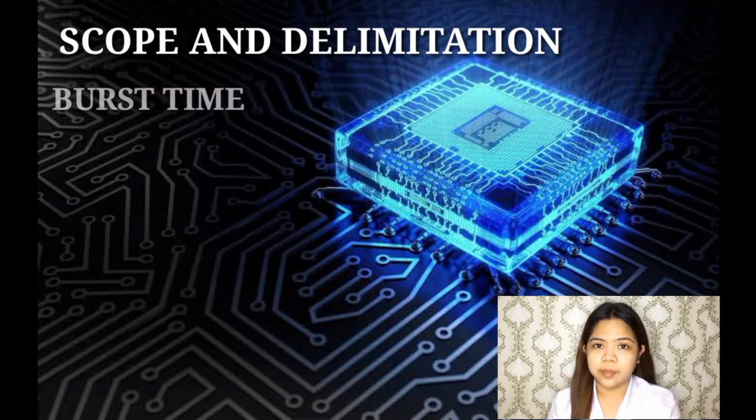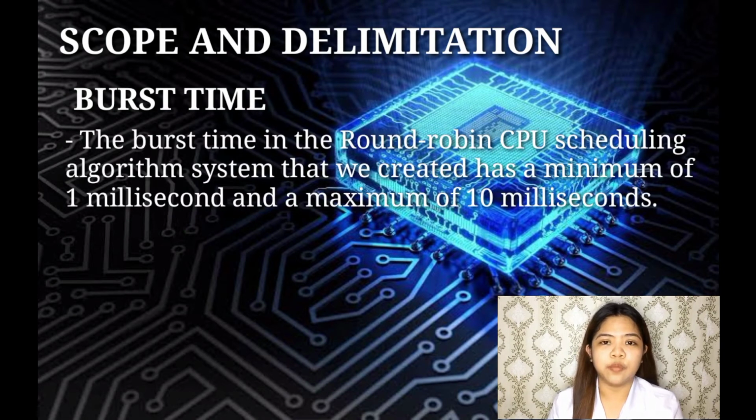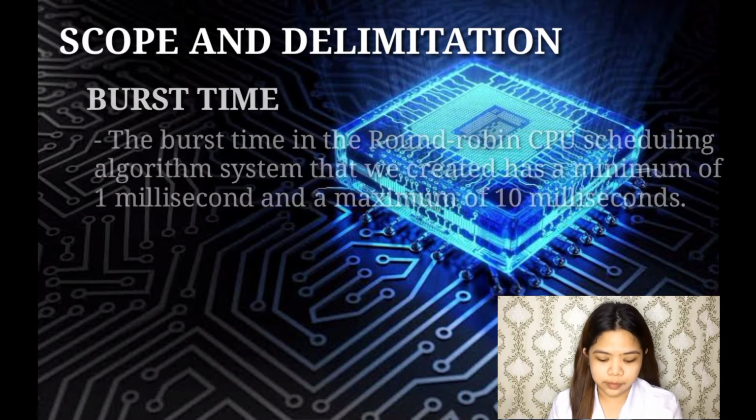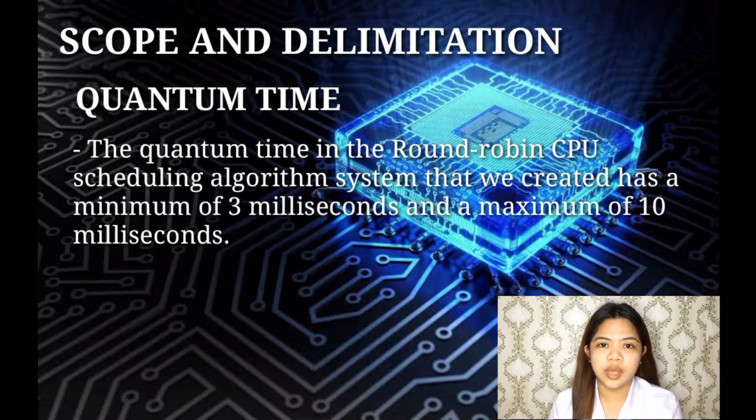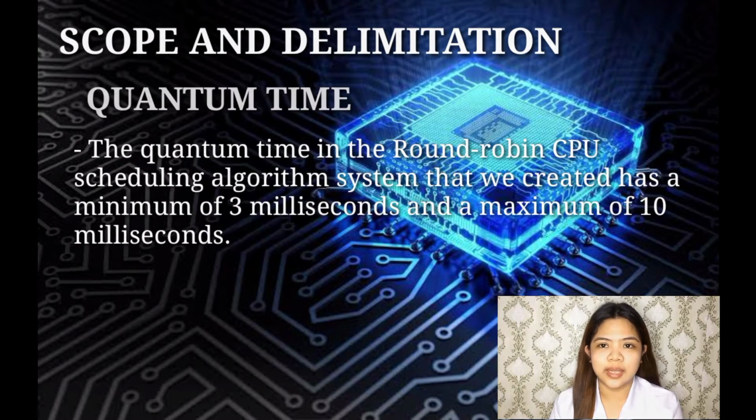while the burst time has a minimum of 1 millisecond and a maximum of 10 milliseconds. And for the quantum time, it has a minimum of 3 milliseconds and a maximum of 10 milliseconds. And that's all for the scope and the limitation of our system. And now, I will demonstrate to you the round-robin CPU scheduling algorithm program that we developed.